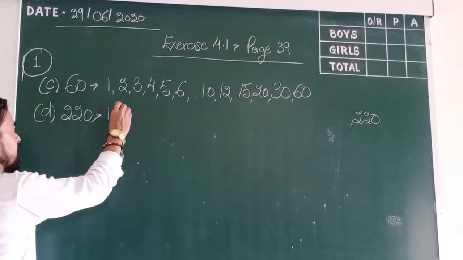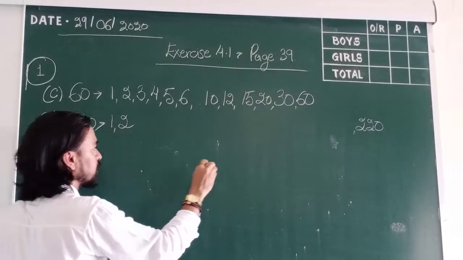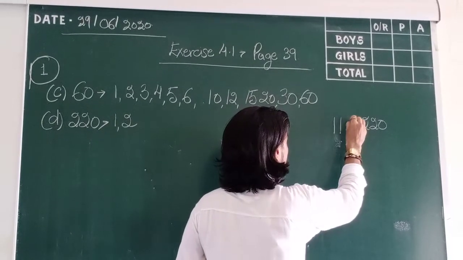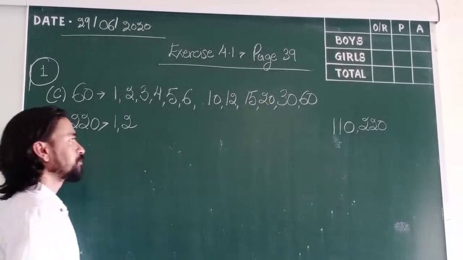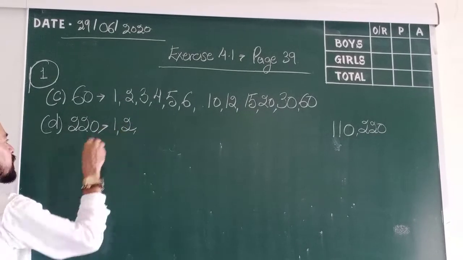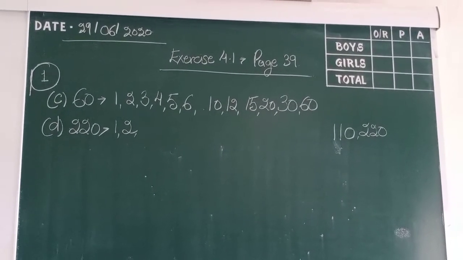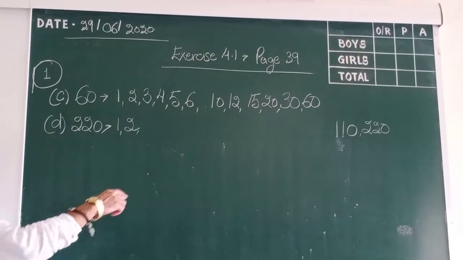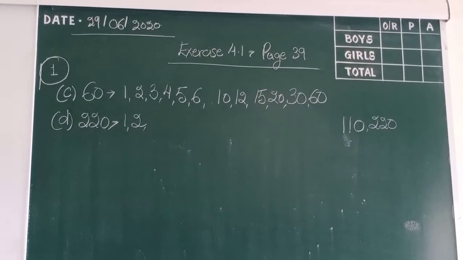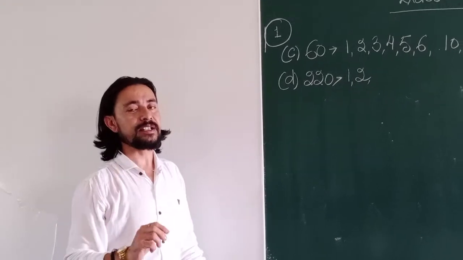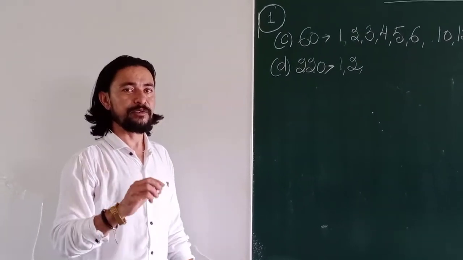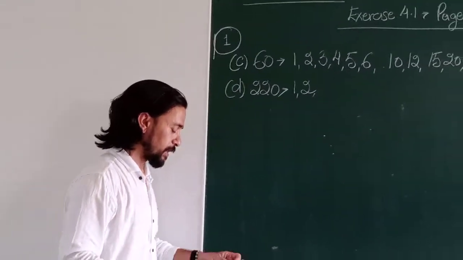2 definitely divides it because it's ending with 0. 2 ones are 2, 2 zeros are 0. Does 3 divide it? 2 plus 2, 4. No. When the sum of the digits adds up to a multiple of 3, only then is it divisible by 3. If not, that number is not divisible by 3.